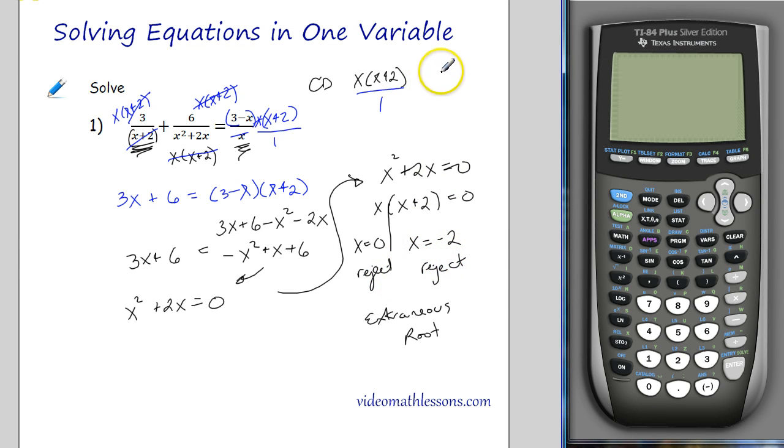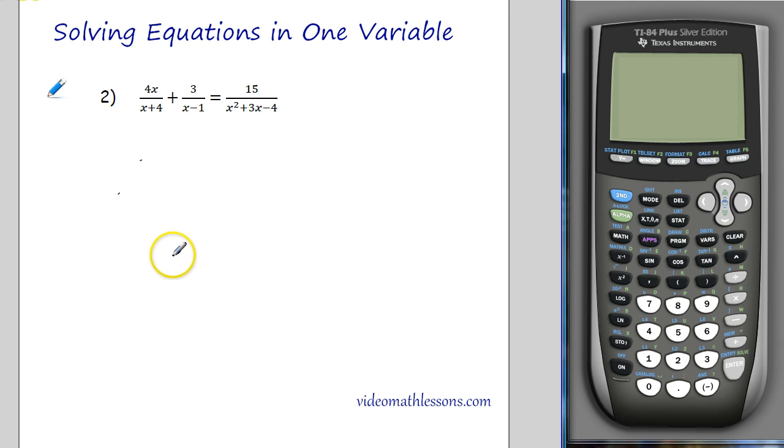Well, you can say either no solution, or you can say empty set. You can say null set. All pretty much the same. So I don't care which one you use. Just make sure you can do it. Let's try it again.